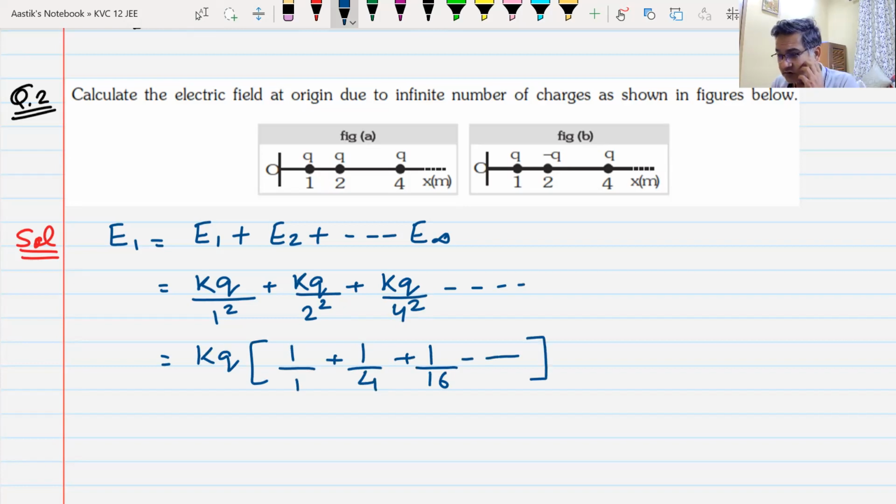Infinite series. Common ratio less than 1. A upon 1 minus r. Do we remember? Yes, sir. That is the answer. So what is the answer? 4/3 kq, sir. Well done. Remember these, the same question you might find in the examination hall. That is E1. Now, can you quickly tell me the answer for E2? Fatafat.